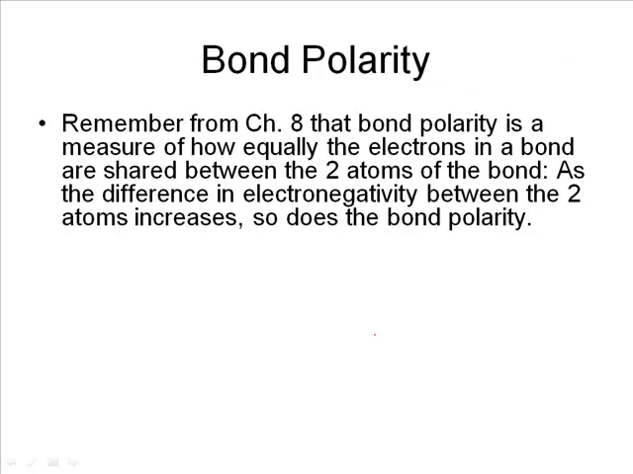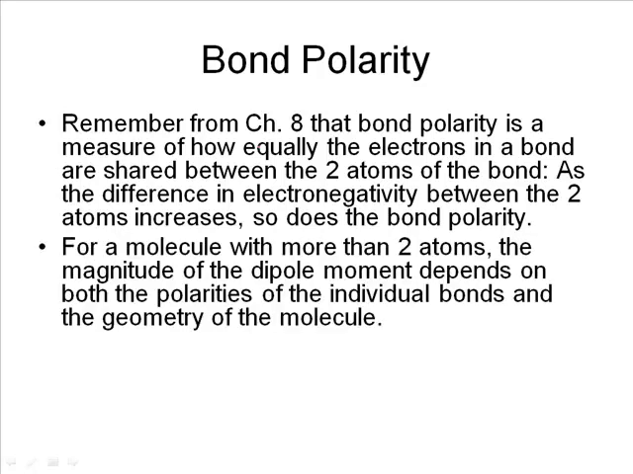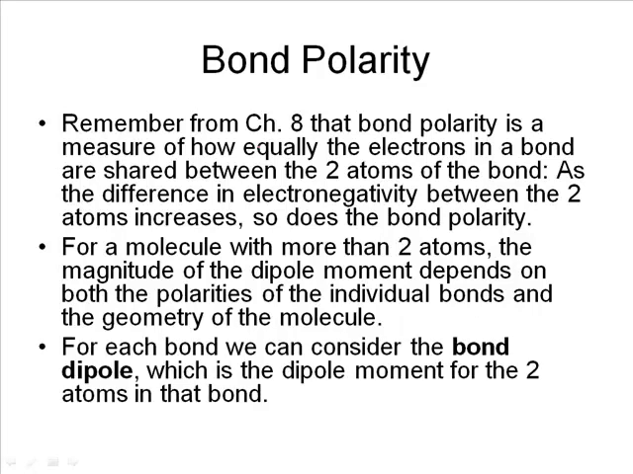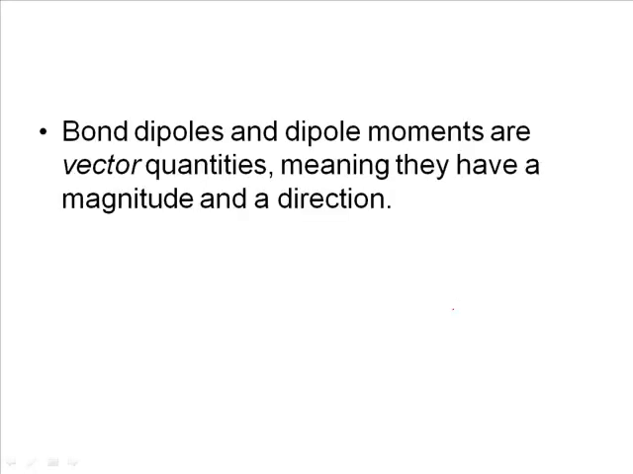Okay, so if we look here at bond polarity again, we can see that the electrons in a bond are shared between the two atoms, and the greater the difference, the more polar it is. If there are more than two atoms, then the magnitude depends on the polarity of the individual bonds and the geometry of the molecule, or many times what we call the shape of the molecule. So for each bond, we have to consider, number one, whether the bonds are polar or not, and number two, what the shape of the molecule is.